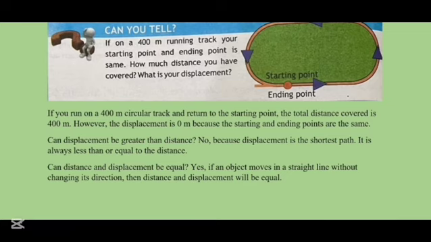And can distance and displacement be equal? Yes, they can be equal, but only if an object moves in a straight line without changing its direction, like in the image shown here. Then distance and displacement will be equal.